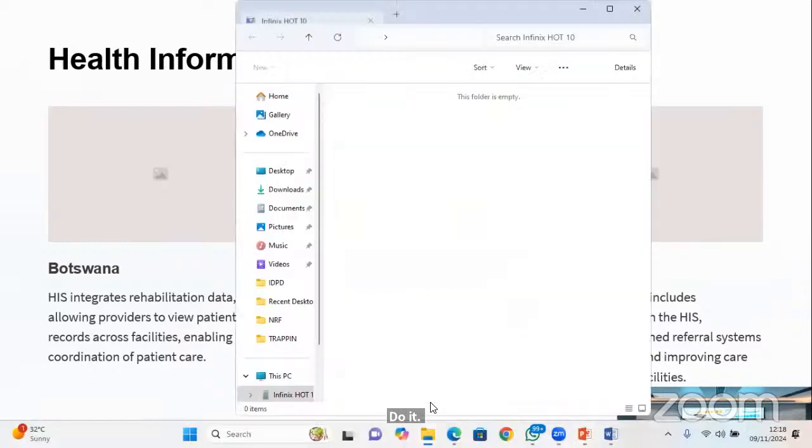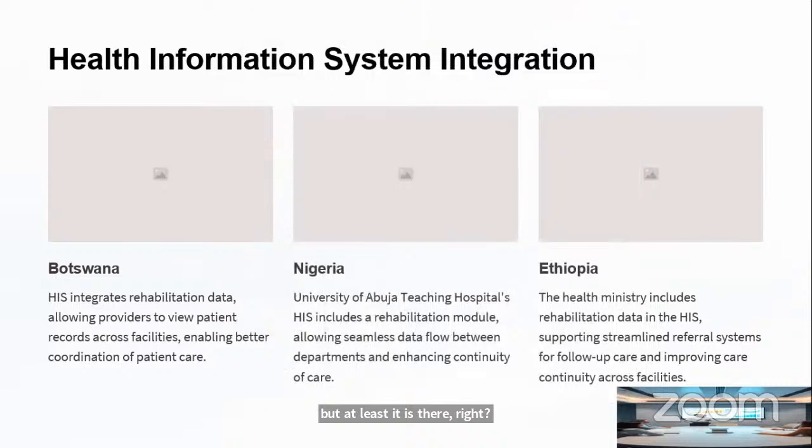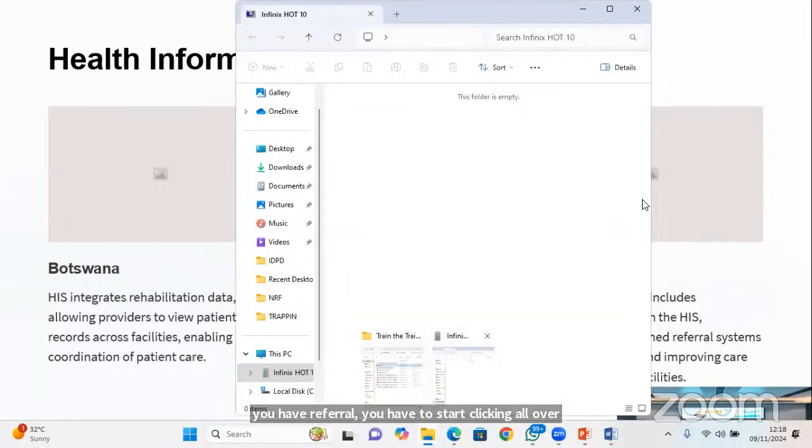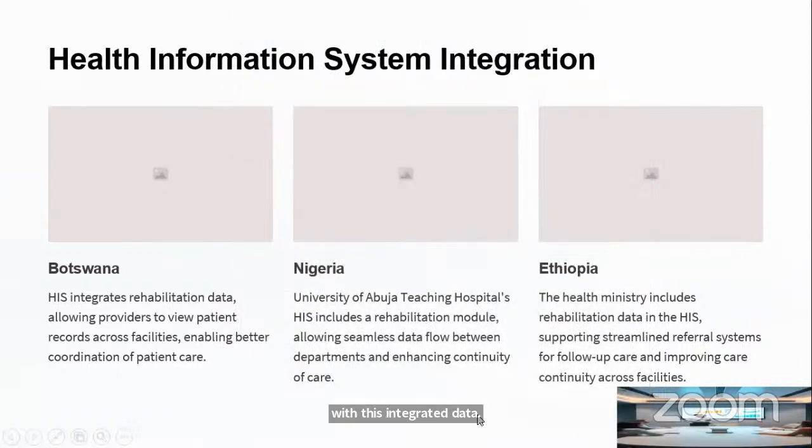And so as a result, it helps them to have a seamless flow of data between various departments, and so the continuity of care may not be breached somewhere. Unlike the usual thing where they send a referral and you have to start collecting all over again. With this integrated data, you just indicate the area that you need, so the information is already there, right?